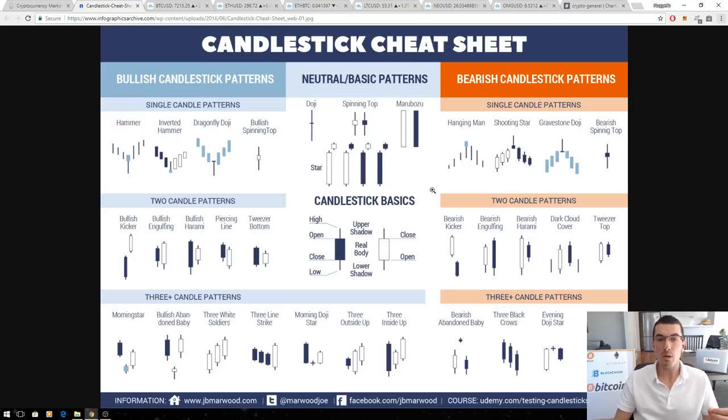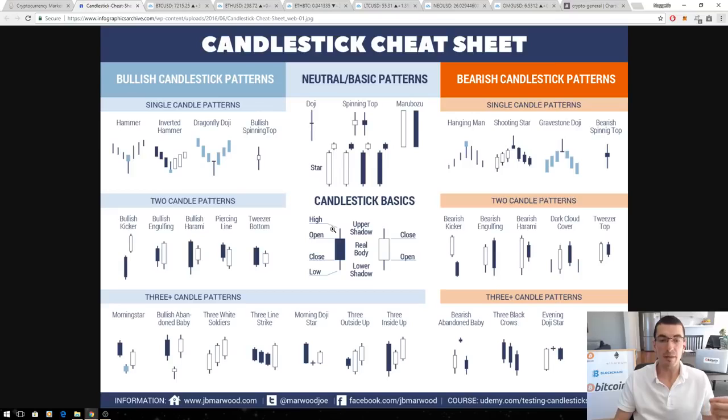Now in the crypto world, candles are formed slightly differently than the stock world, so I'm going to talk about that as well, and we're going to use daily candles for the purpose of this presentation. But obviously if you're trading a 4-hour chart or a 5-minute chart, those candles simply represent the allotted time period that you're looking at on that chart.